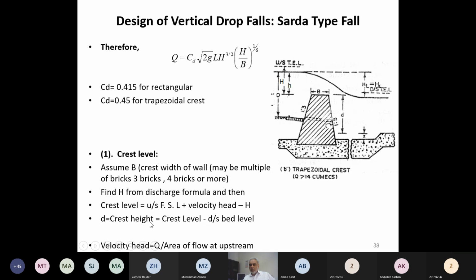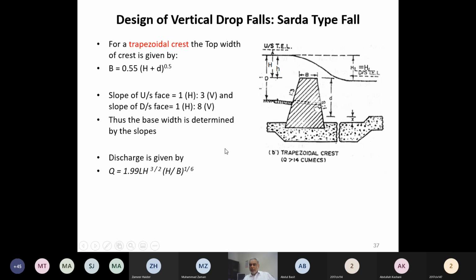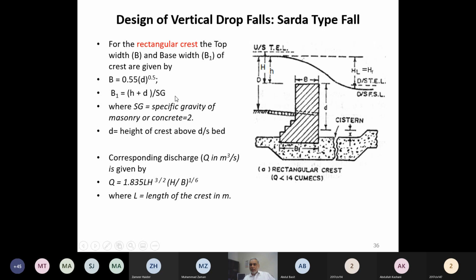Once this small d is known to you, put this small d in the formula. If it is a trapezoidal section, put it in over here. If it is a rectangular section, put it in this formula and calculate the b. If this b is close to the assumed b, then go ahead and continue with the assumed b. If it is much different, then use this new b or a slightly adjusted b, and then recheck what is the H required, what is the crest level required, and what is d.